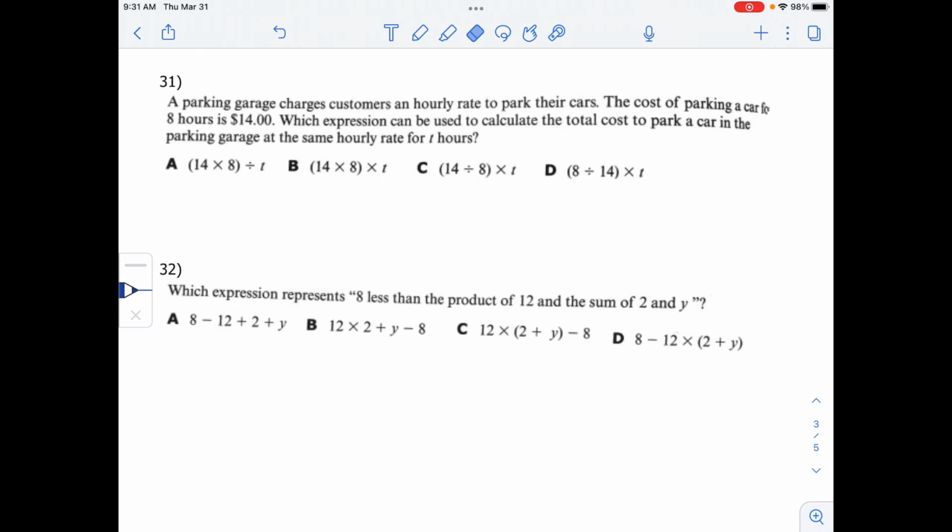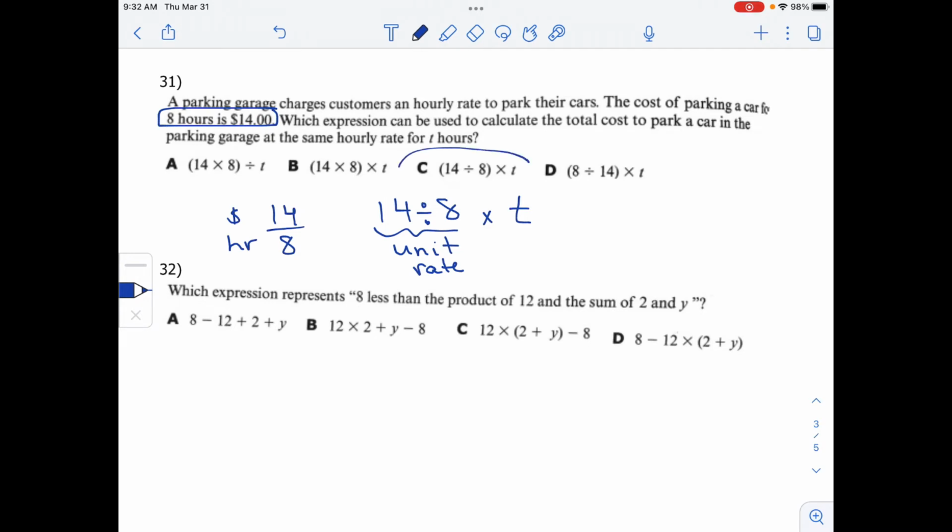All right, well, step one, we need to figure out how much it's going to cost for 1 hour, right? We can use this information here of $14 for 8 hours to find our unit rate. So that would be 14 divided by 8, the cost over the number of hours. That's the same as 14 divided by 8, and this represents our unit rate. Once we know the unit rate, how much it costs for 1 hour, then we can multiply it by T, the number of hours that we want to park our car there for. So that is choice C.